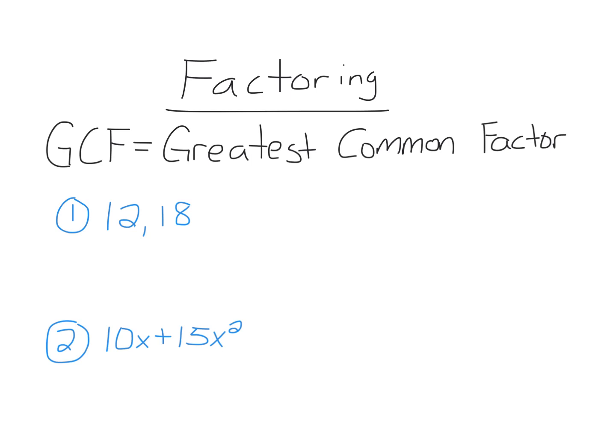Okay, so what a factor tree means, I'm going to look at number 1 first. We want to find the greatest common factor of 12 and 18. What that means, we want the highest number that goes into both of those. Does anybody have any guesses right now? What's the highest number that goes into 12 and 18? It is 6. Okay, I'm going to show you how to find that if you didn't know.